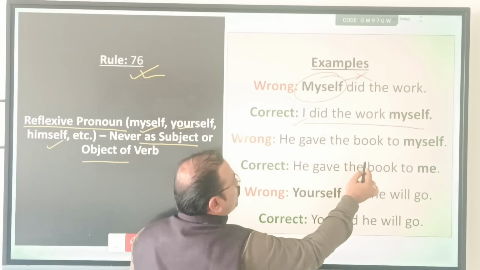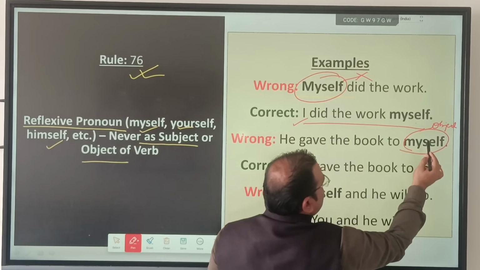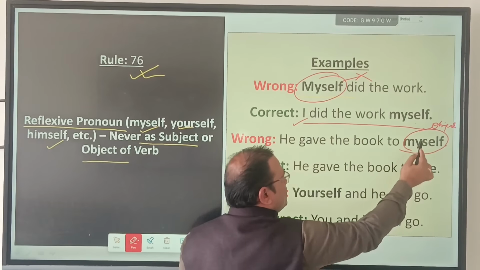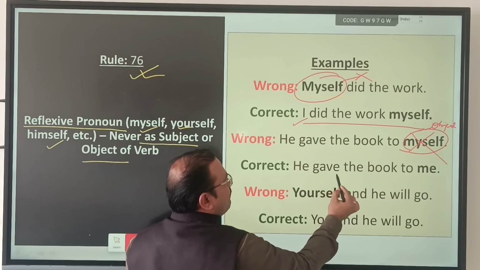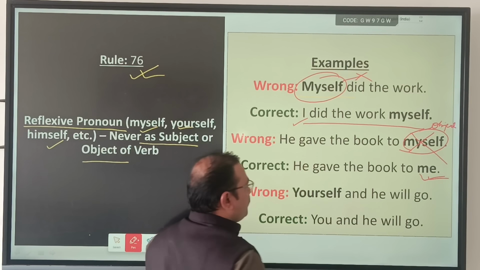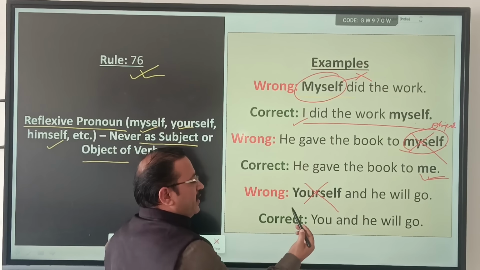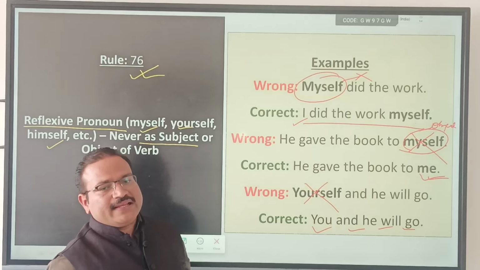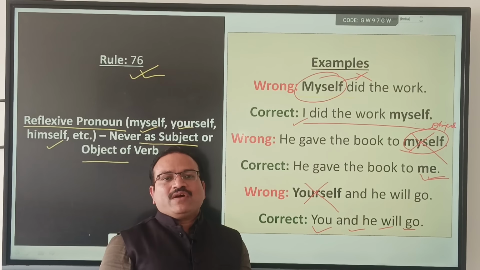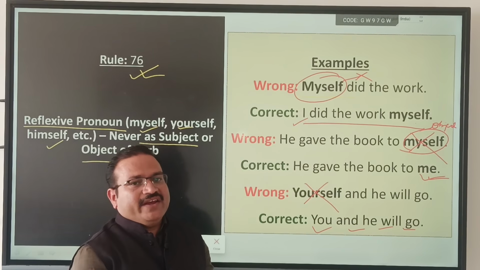He gave the book to myself. To. This is the object's position. Yes or no? So can a reflexive pronoun be used as object? No. So what is the correct sentence? He gave the book to me. Yourself and he will go. Subject position, subject place. So, you and he will go. In a nutshell, reflexive pronouns cannot be used as subject or object of the verb in any sentence. Be very, very careful.